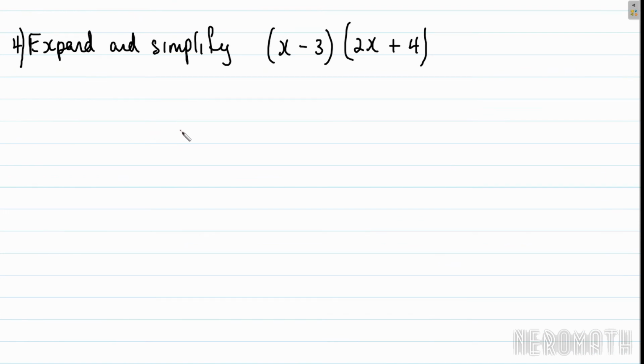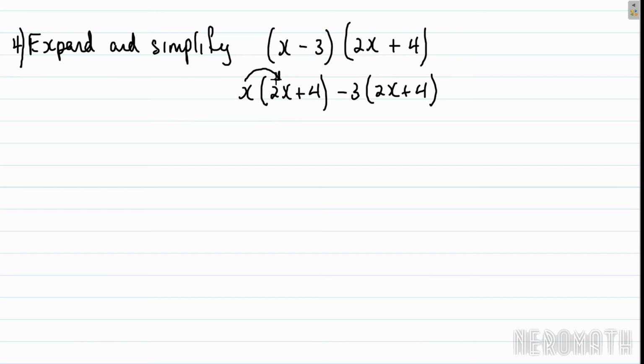Now what we have here in question 4 is to expand and simplify (x − 3) multiplied by (2x + 4). So I'll work this in two ways. What I'll do, I'll use the distributive law and rewrite this question as x multiplied by (2x + 4) and negative 3 multiplied by (2x + 4). So I got the x from here and the negative 3 came from here.